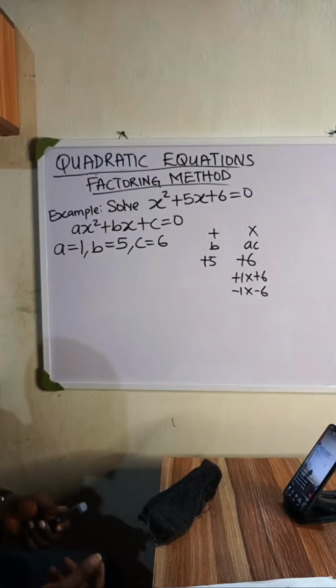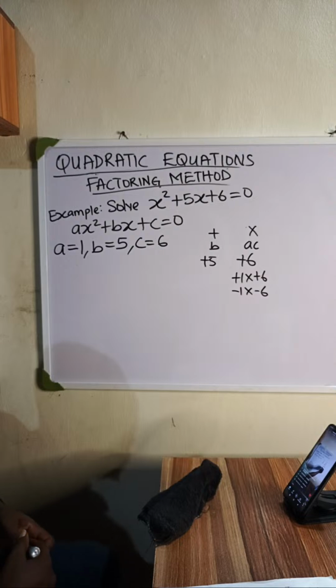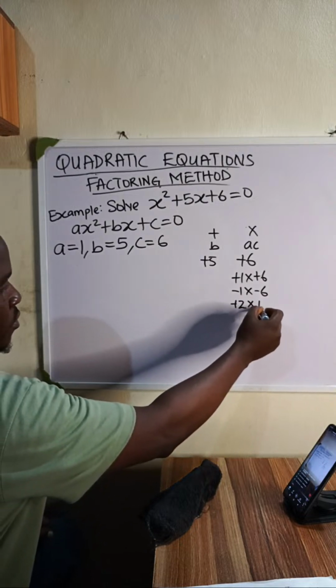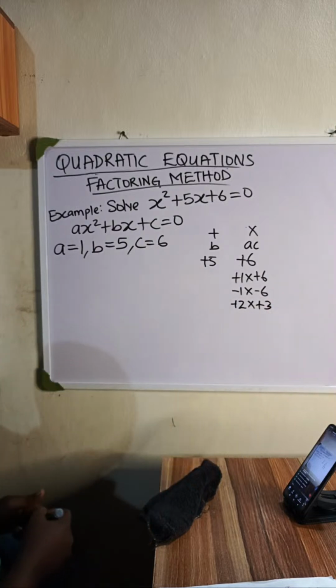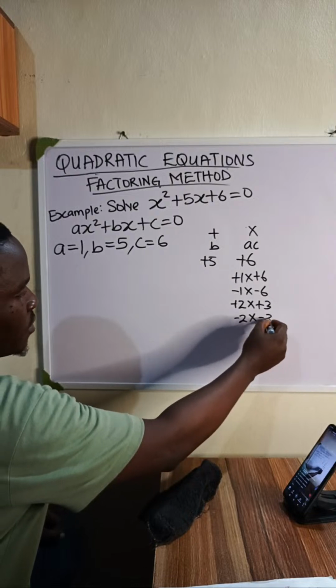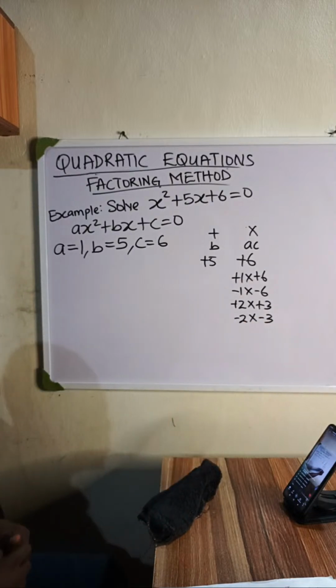So we are done with 1. We go to 2. Plus 2 times plus 3 will give us plus 6. Minus 2 times minus 3 will also give us plus 6.